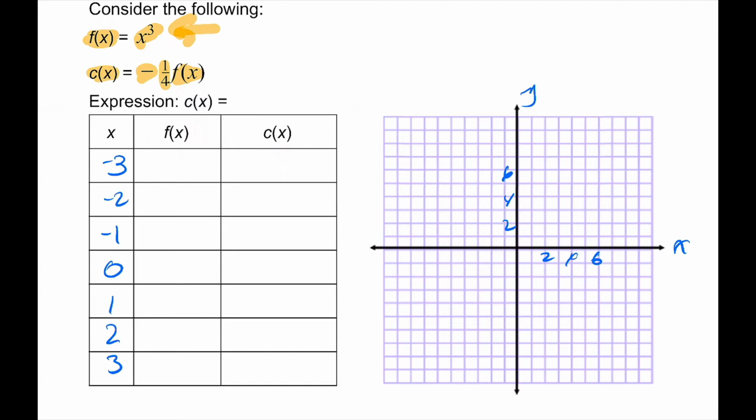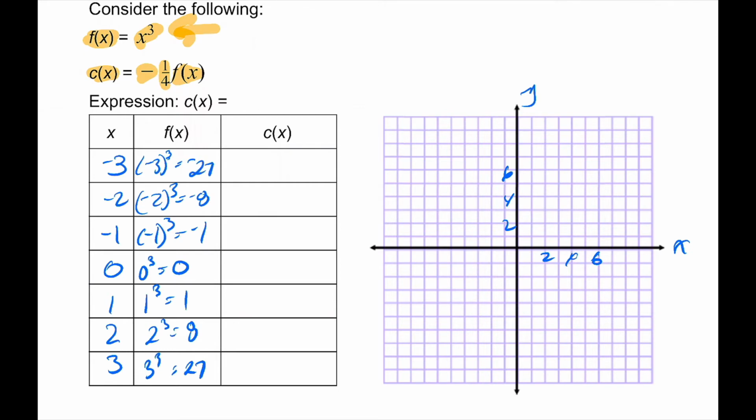And so what's 0 cubed? We got 0. 1 cubed is 1. 2 cubed is 8. And 3 cubed is 27. And then likewise with the negatives, negative 1 cubed is going to be negative 1. Negative 2 cubed is negative 8. And negative 3 cubed is minus 27.